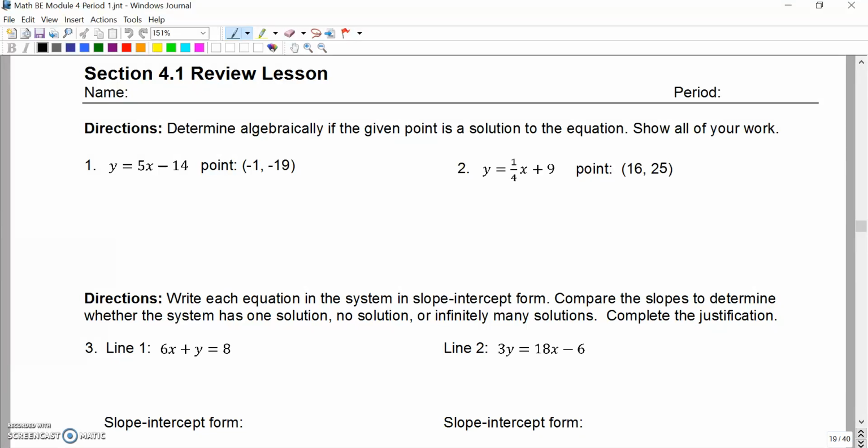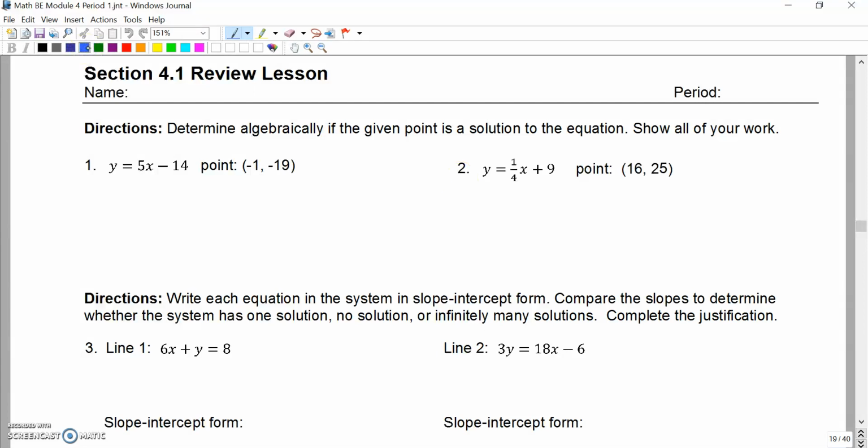In this video, I'm going to take you through the first page of the section 4.1 review lesson. And after filling out these problems, please complete the other problems and check it online. Also, feel free to pause the video if I go too fast through a problem or rewind. The first problem I'm going to do is number 2.